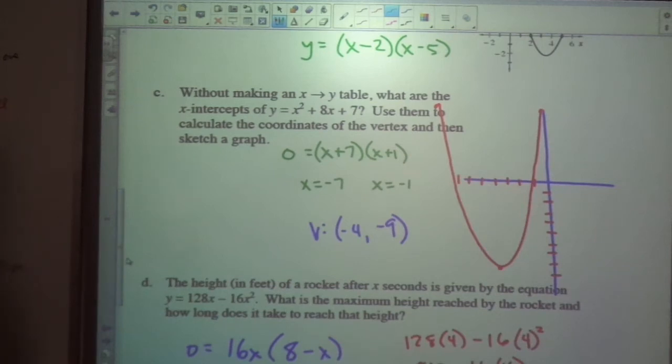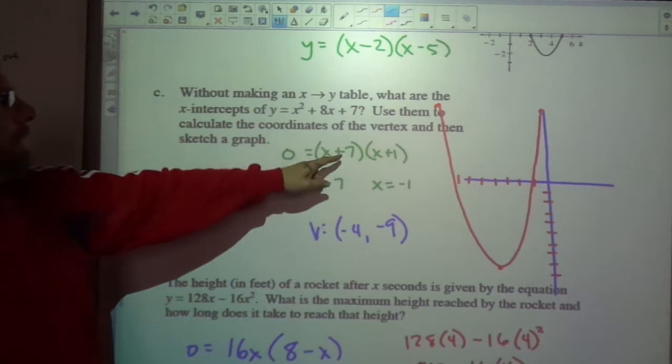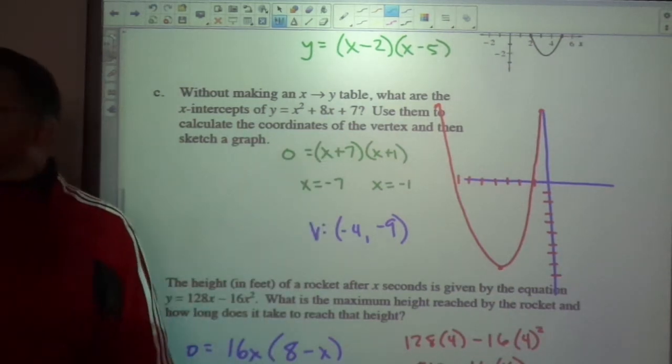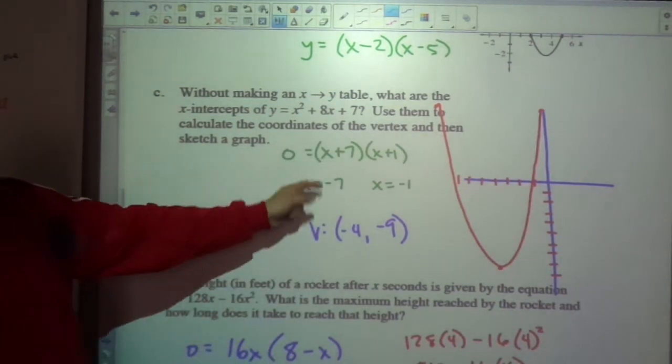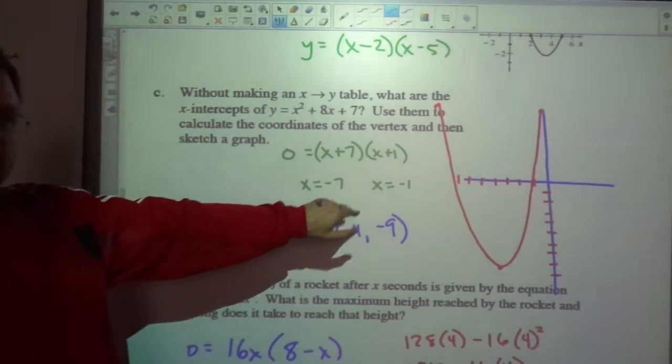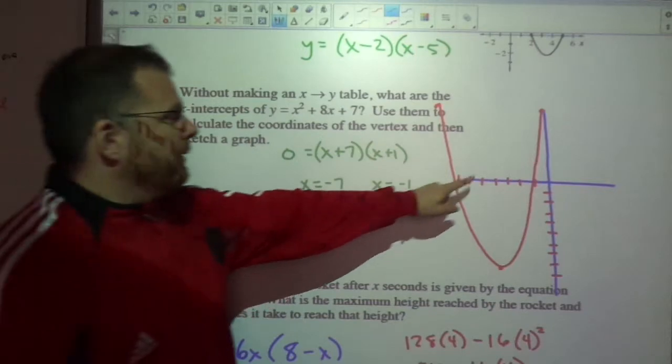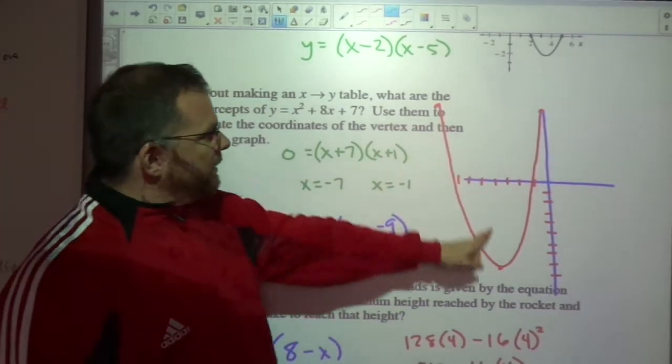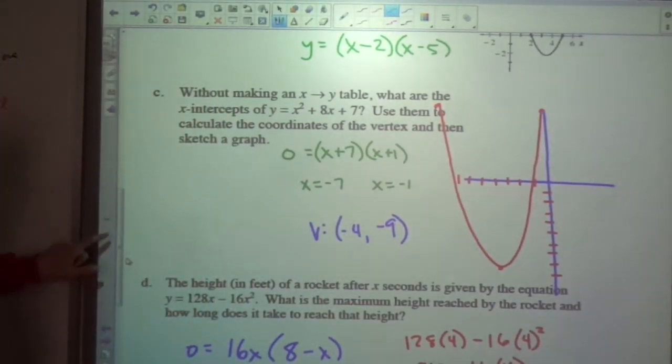In C, without making a table, what are the x-intercepts? So I factored this and I set it up so x is -7 and x is -4. Then I could average those to find the middle. And then when I plug it back in, I found the middle and the y value was -9.